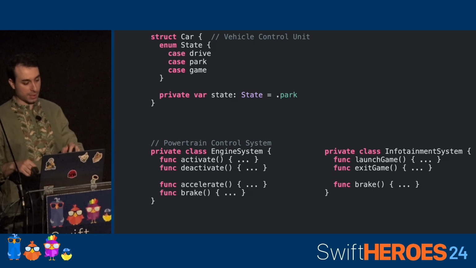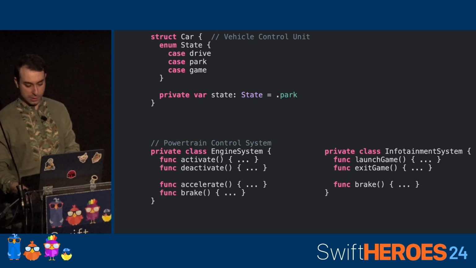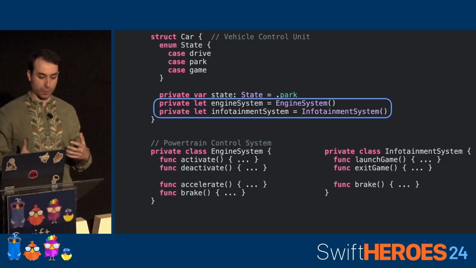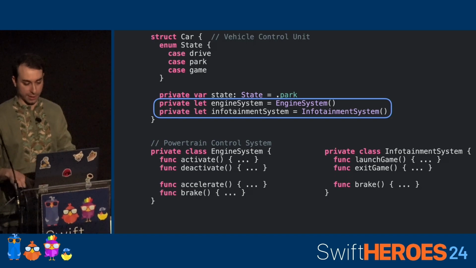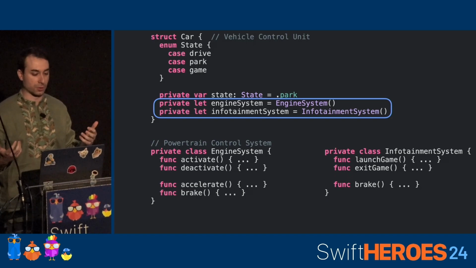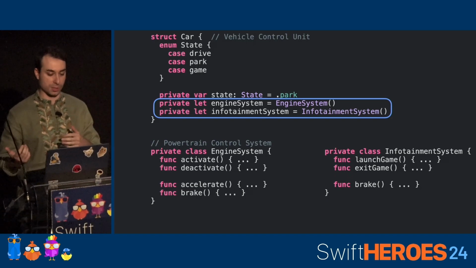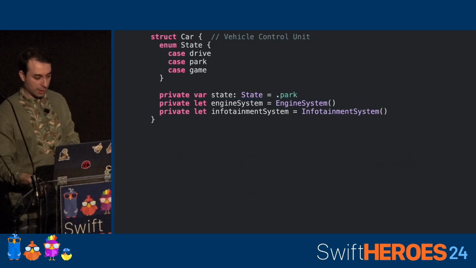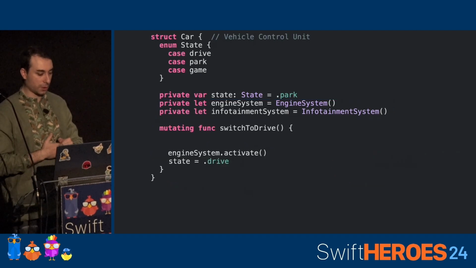So these are the underlying systems that our car computer needs to operate. An important thing is that these are both classes, so reference types. We have references to these systems as properties, and these systems are kind of like singletons in a sense, right? There's only one engine system and only one infotainment system. Okay, so let's implement a couple of functions.